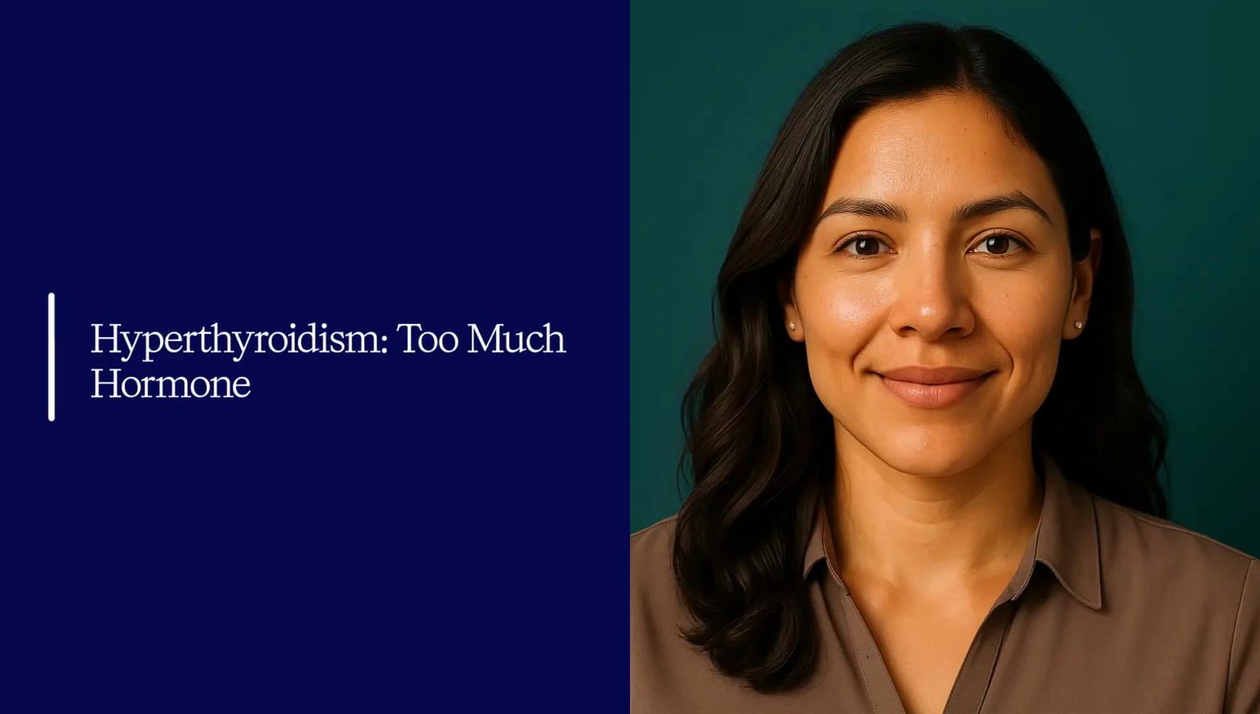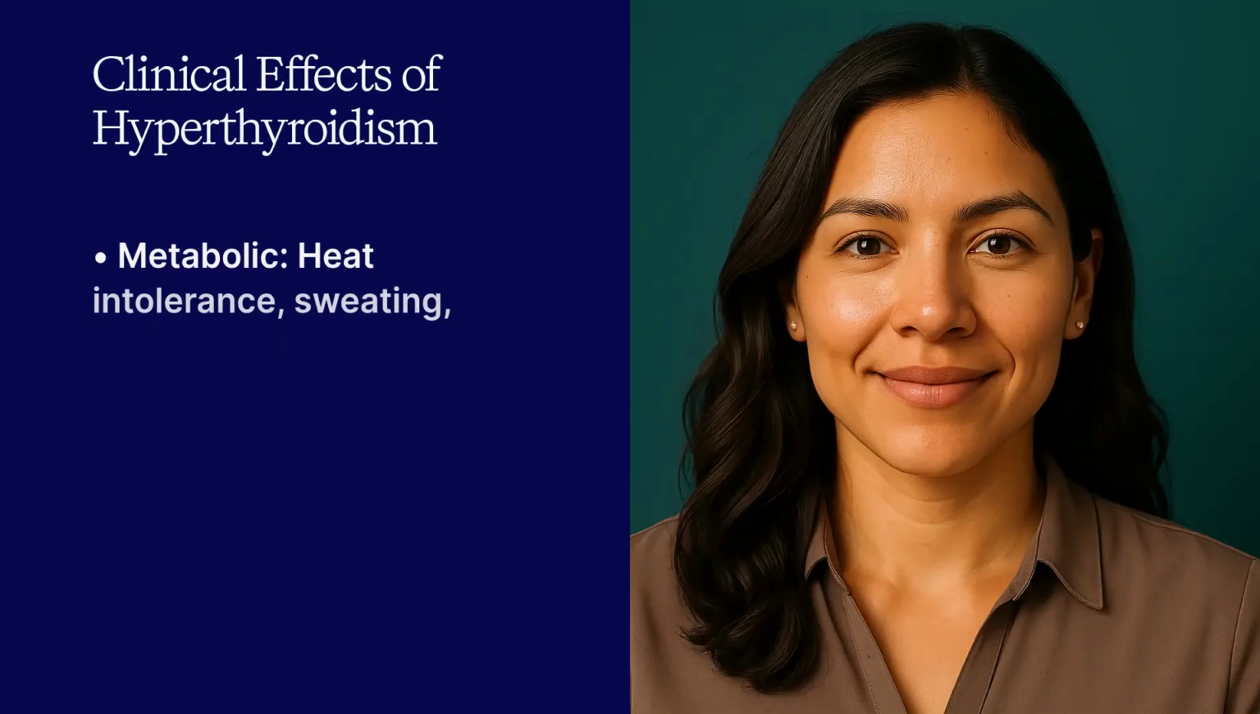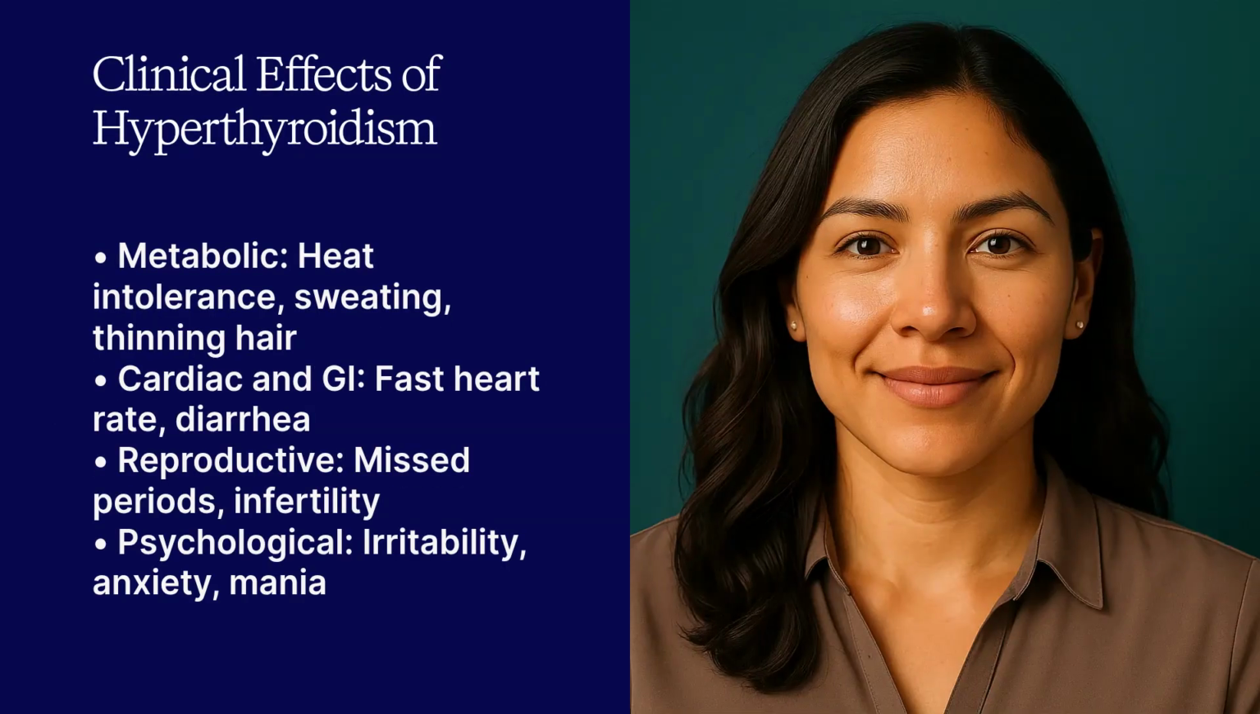Clinical effects. Hyperthyroidism puts the body into a hypermetabolic state. Your body is like an engine running in overdrive. Metabolic: heat intolerance, sweating, and thinning hair. Cardiac: fast heart rate, and diarrhea. Reproductive: missed periods and infertility. Psychological: irritability, anxiety, and mania. Emergency. The most severe form is thyroid storm or thyrotoxic crisis, a life-threatening emergency.